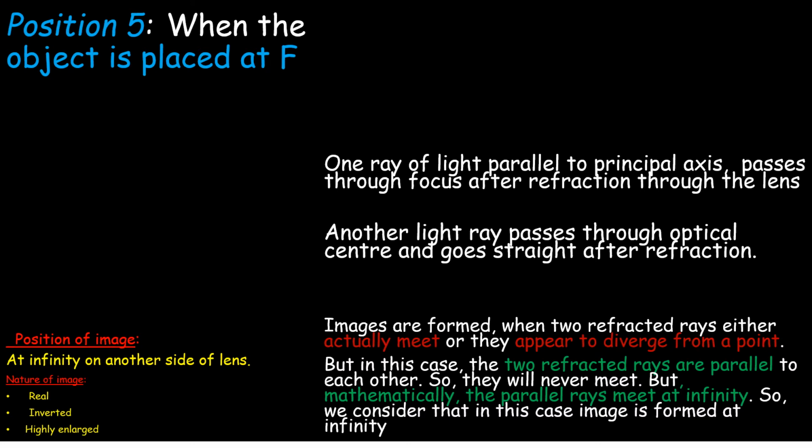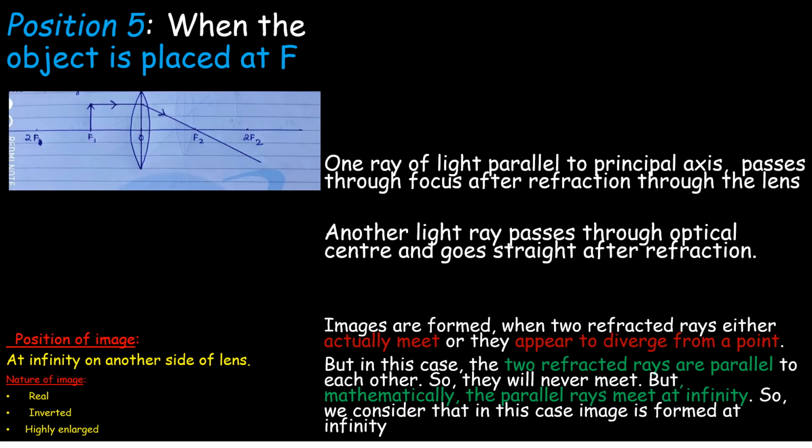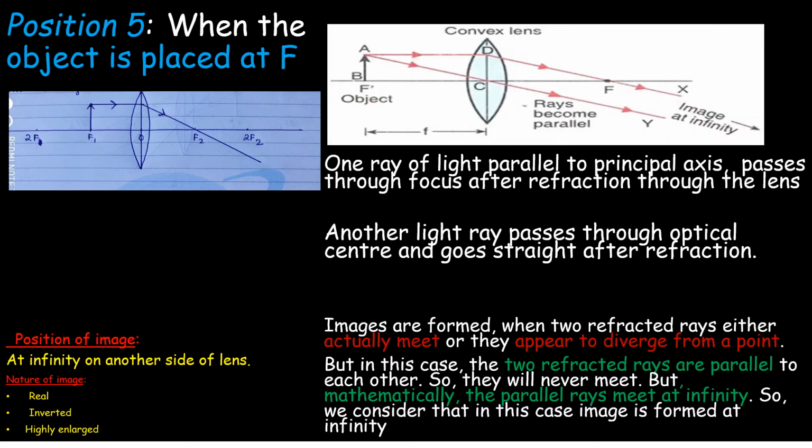Position 5, when the object is placed at f. One ray of light parallel to the principal axis passes through the focus after refraction through the lens. Another light ray passes through the optical center and goes straight after refraction. So here we are getting two rays which are parallel to each other. Two refracted rays are parallel to each other.